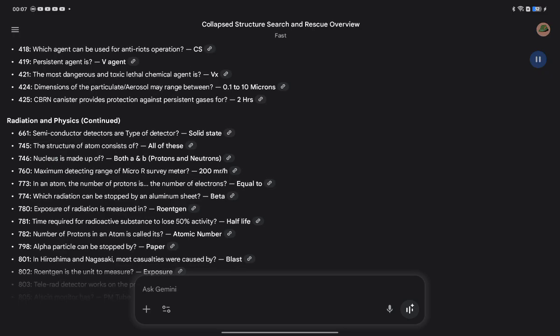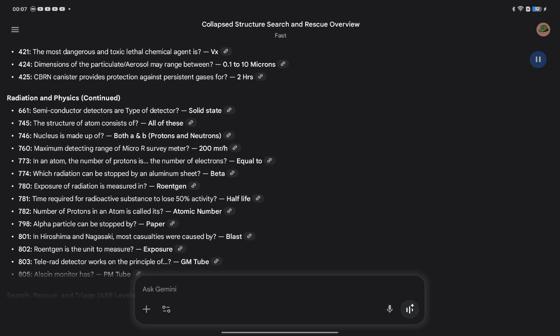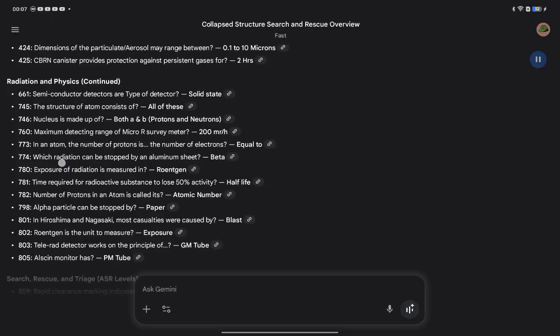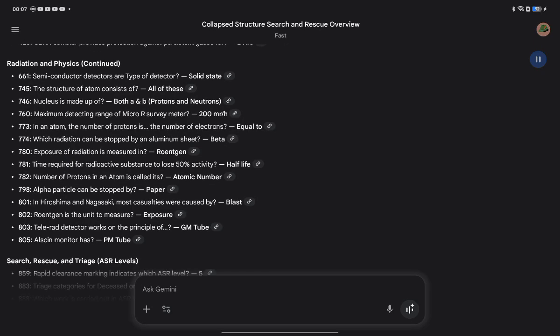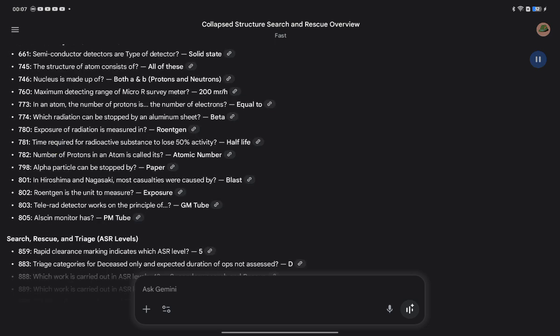421. The most dangerous and toxic lethal chemical agent is VX. 424. Dimensions of the particulate aerosol may range between 0.1 to 10 microns. 425. CBRN canister provides protection against persistent gases for 2 HRs. Radiation and physics continued. 661. Semiconductor detectors are type of detector? Solid state. 745. The structure of atom consists of all of these.